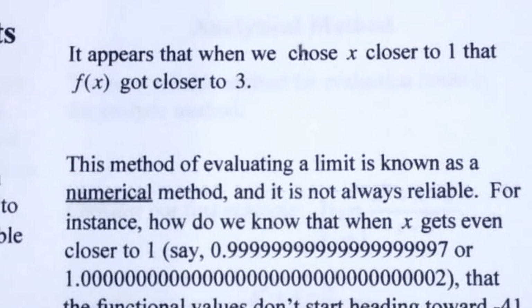Alright, so this is what's known as the numerical method. Now, it does have some drawbacks. The closest value of x to 1 that we looked at was 1.0001. Well, how do we know that the following doesn't happen? What if we picked a value of x really, really close to 1, like 1.000 with 20 zeros or so 2, something really close to 1.